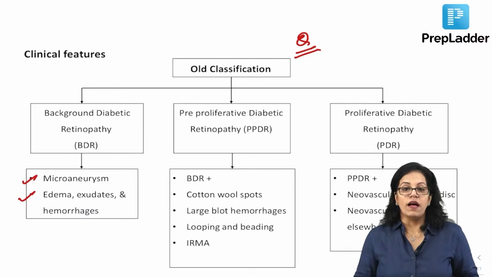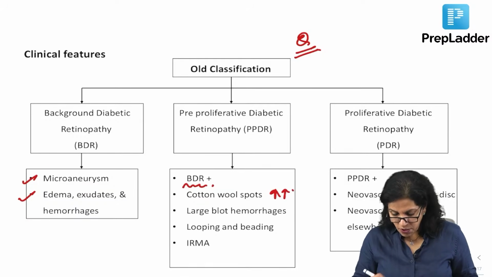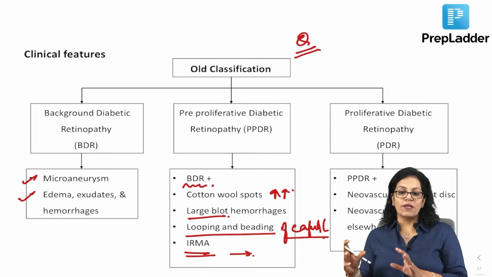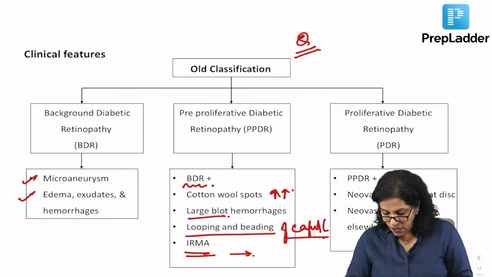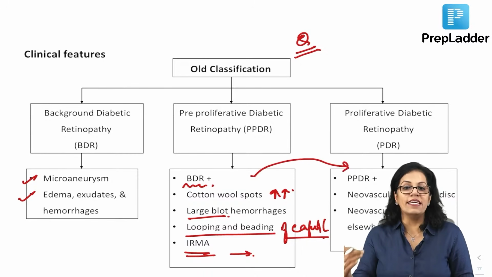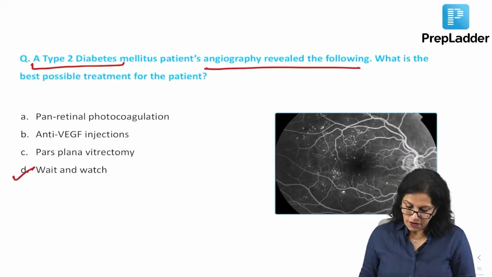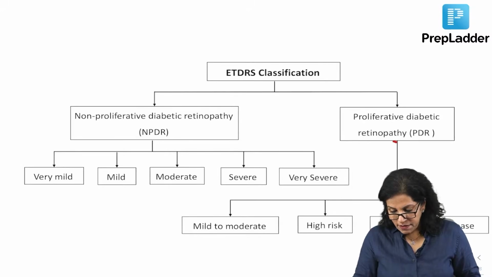Whereas in pre-proliferative, apart from all the features of the BDR, you get more number of cotton wool spots, large blot hemorrhages, looping and beading of the vessels and capillaries, and what else you get is IRMA. What is IRMA? Intraretinal microvascular abnormalities. These are shunt vessels. When you say proliferative, now all the features of pre-proliferative with neovascularization, which can be NVD or NVE, right? Can we see this? Okay. So once we know this, we will revise the ETDRS. ETDRS is divided into NPDR and PDR.